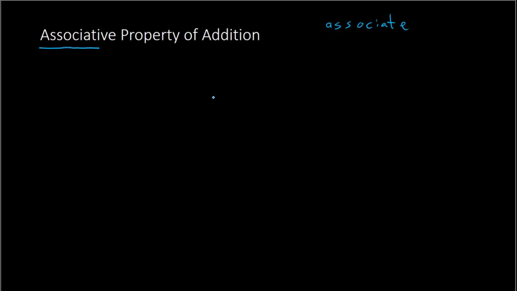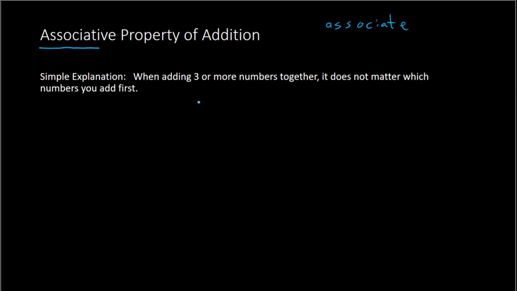Okay, what groups go together? So a simple explanation says that when you're adding 3 or more numbers together, it does not matter which numbers are grouped together and added first. So using just letters to represent numbers, notice we have 3 letters added together, A plus B plus C. It does not matter if we group together A plus B and add those first, or group together B plus C and add those first.